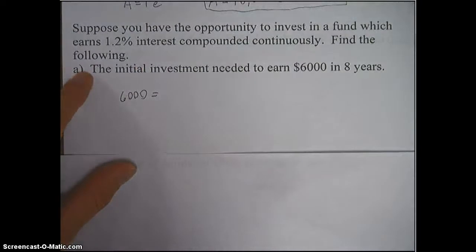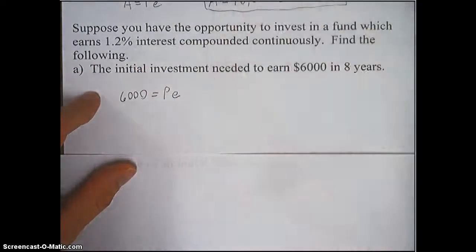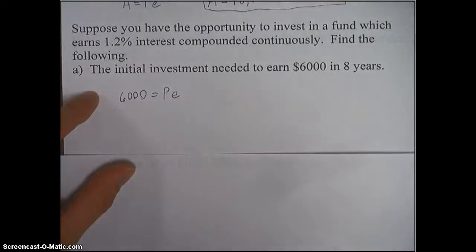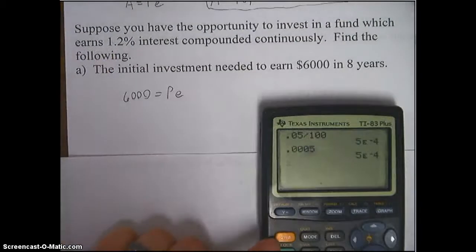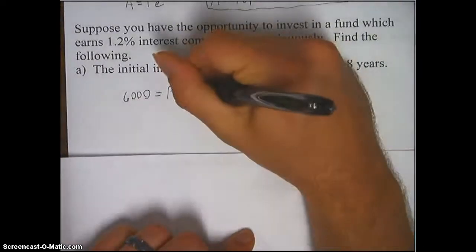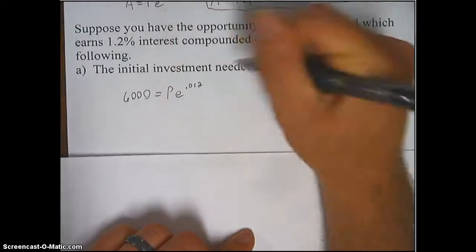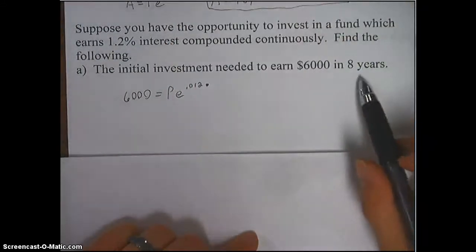And I don't know the initial investment. That's what I'm trying to find, so I'll keep that as a P. I'm going to have that mathematical constant in there, e. I know my interest is 1.2%, so 1.2 divided by 100 is 0.012, and I know my t, my number of years, is 8.